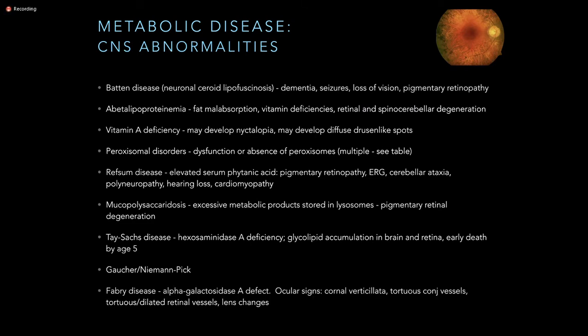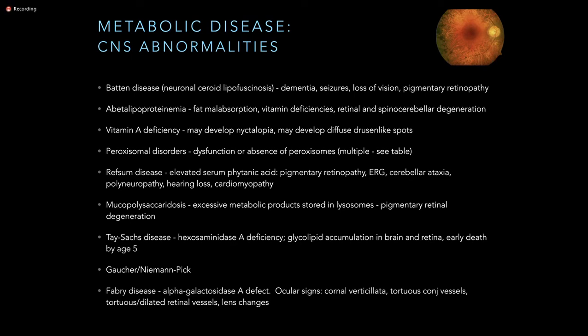And finally, Fabry disease, you get an alpha-galactosidase A defect. This is different than many of the rest. Ocular signs for Fabry will include cornea verticillata, tortuous conjunctival vessels, tortuous and dilated retinal vessels, and lens changes. In this condition, a material called ceramide trihexoside builds up in smooth muscle vessels in the kidney, skin, the eye, CNS, and heart. So that's a lot of material for one slide, but these are all in the book. I just want to have a brief exposure to them as we move on.